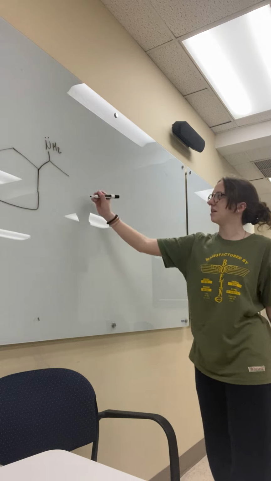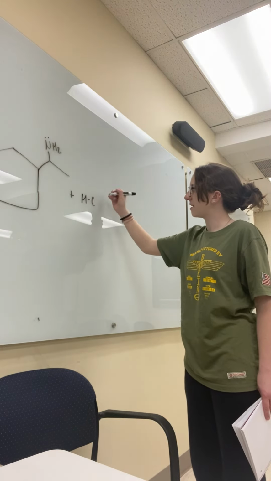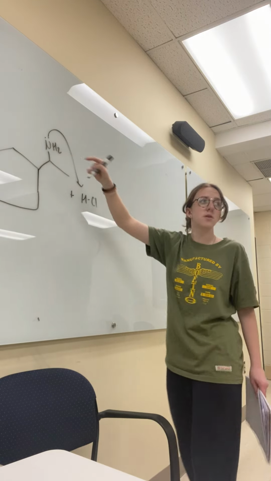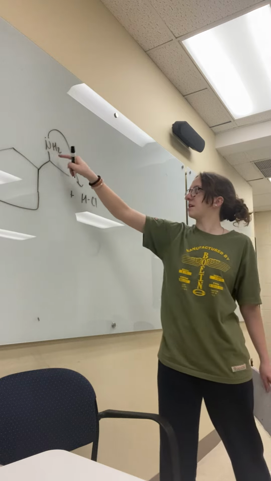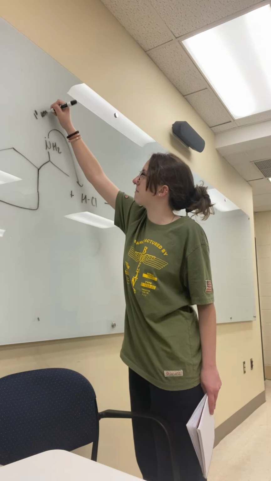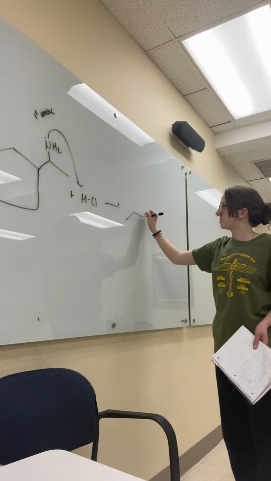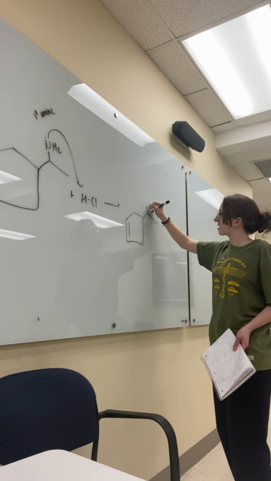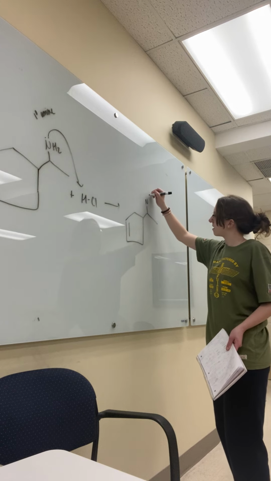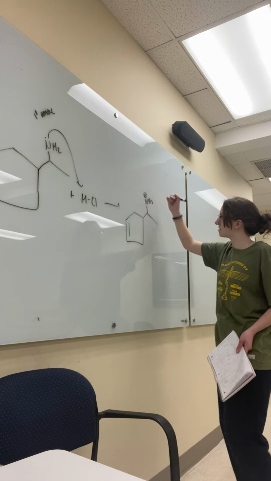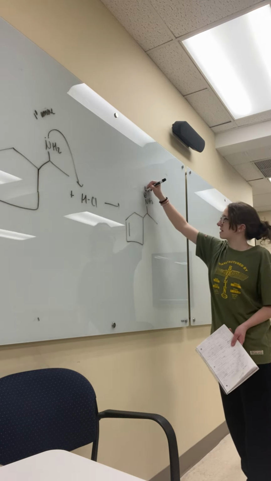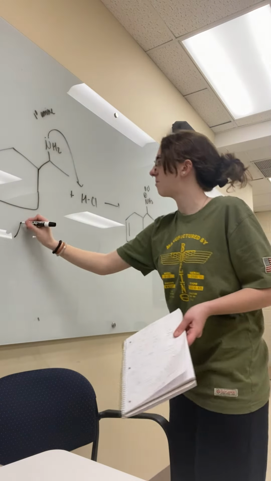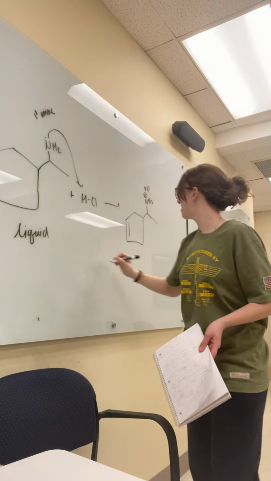Remember when we add HCl, this hydrogen is gonna end up going with the amine, and right now this is a primary amine. So I'm gonna end up getting NH3 plus with the Cl right next to it. Again, this is gonna be more of a liquid, and this is gonna be a solid.